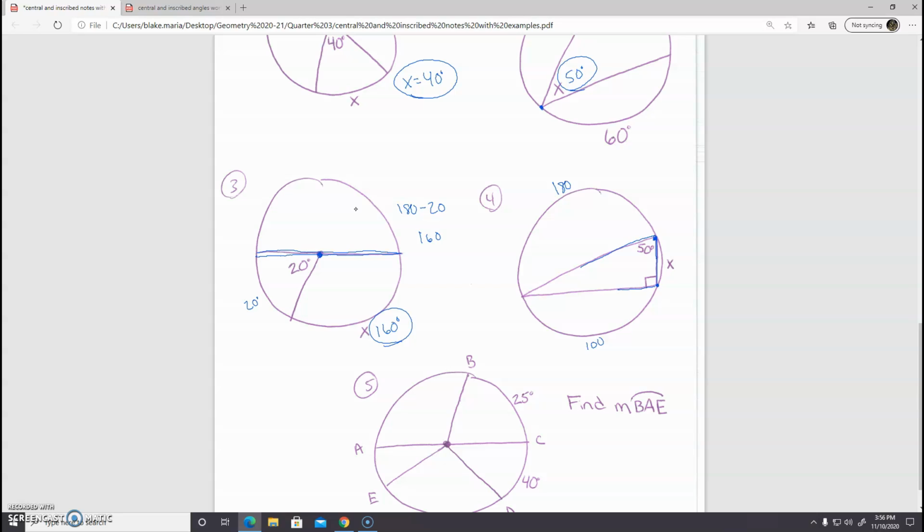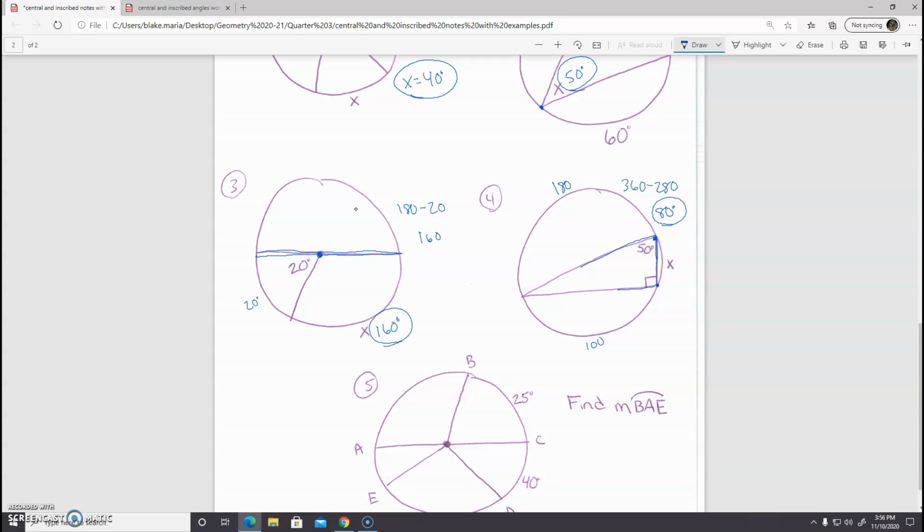So you can do 360 minus those. So 360 minus 180 and 100 makes 280. Leaves you with 80. Or you could have said a triangle is 180 degrees. Minus 90 minus 50, you're left with 40. And then again, 40 made it in, so 80 had to be out here. So you could have done it multiple ways, and there are multiple ways to do these problems.